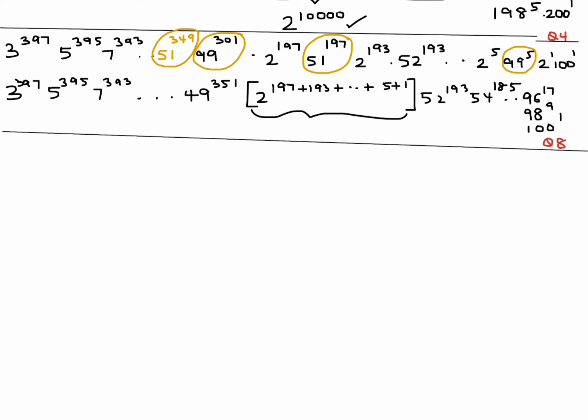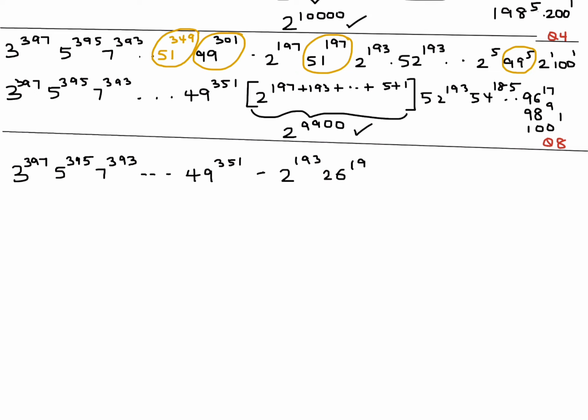Okay, this in here, if we add all that up, you get 2 to the power of 990, and that is 9900. So that is indeed even. So that is definitely a perfect square. So in a very similar way, we got to start breaking up those. 2 to the 193, 26 to the 193, 2 to the 185, 27 to the 185, and so on, right? 2 to the power of 17, and then 48 to the power of 17, 2 to the power of 9, 49 to the power of 9, and finally 2 to the power of 1, and 50 to the power of 1.